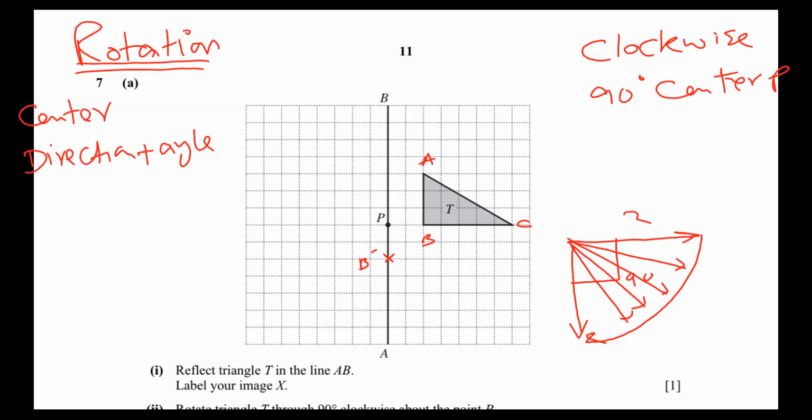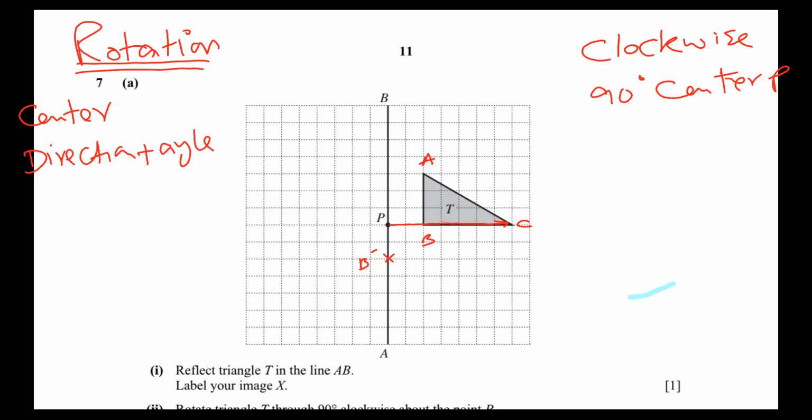Let's talk about C. See how much away from center? 1, 2, 3, 4, 5, 6, 7. Wait, hold on. Count: 1, 2, 3, 4, 5, 6, 7 boxes. So this way, 7 boxes.